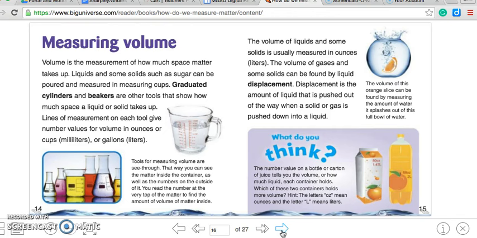What do you think? The number value on a bottle or carton of juice tells you the volume, or how much liquid, each container holds. Which of these two containers hold more volume? Hint, the letters OZ mean ounces, and the letter L means liter.